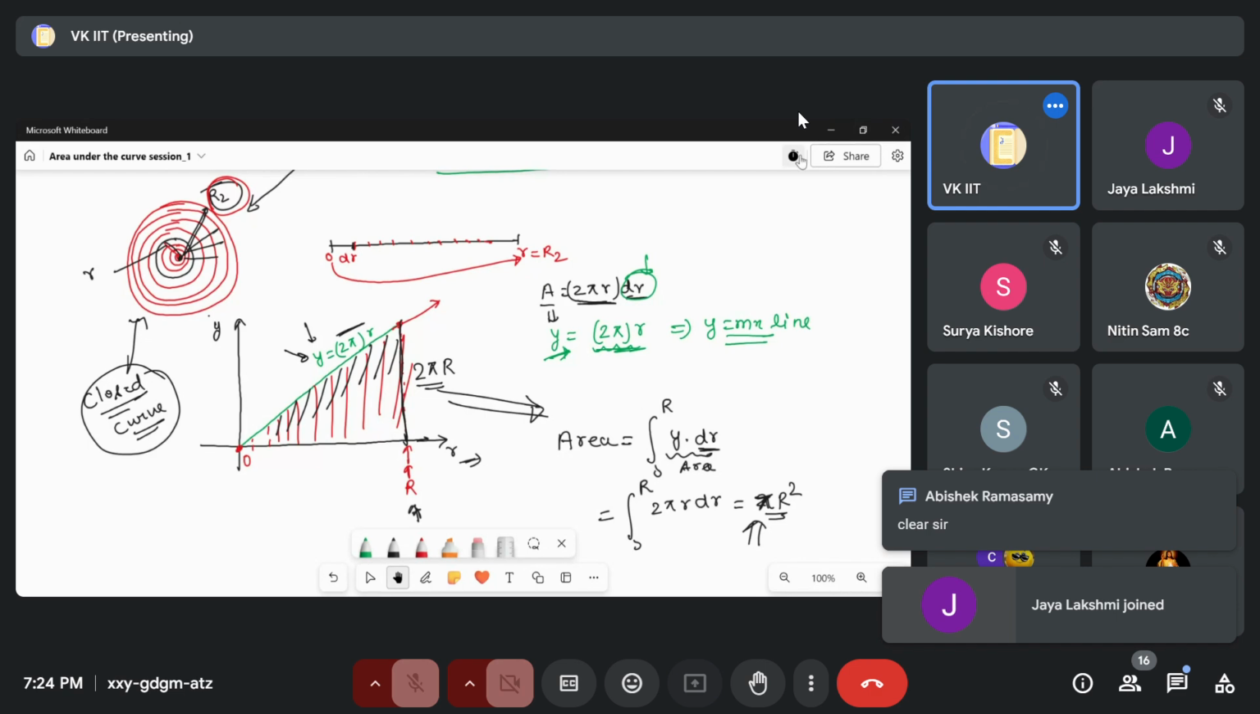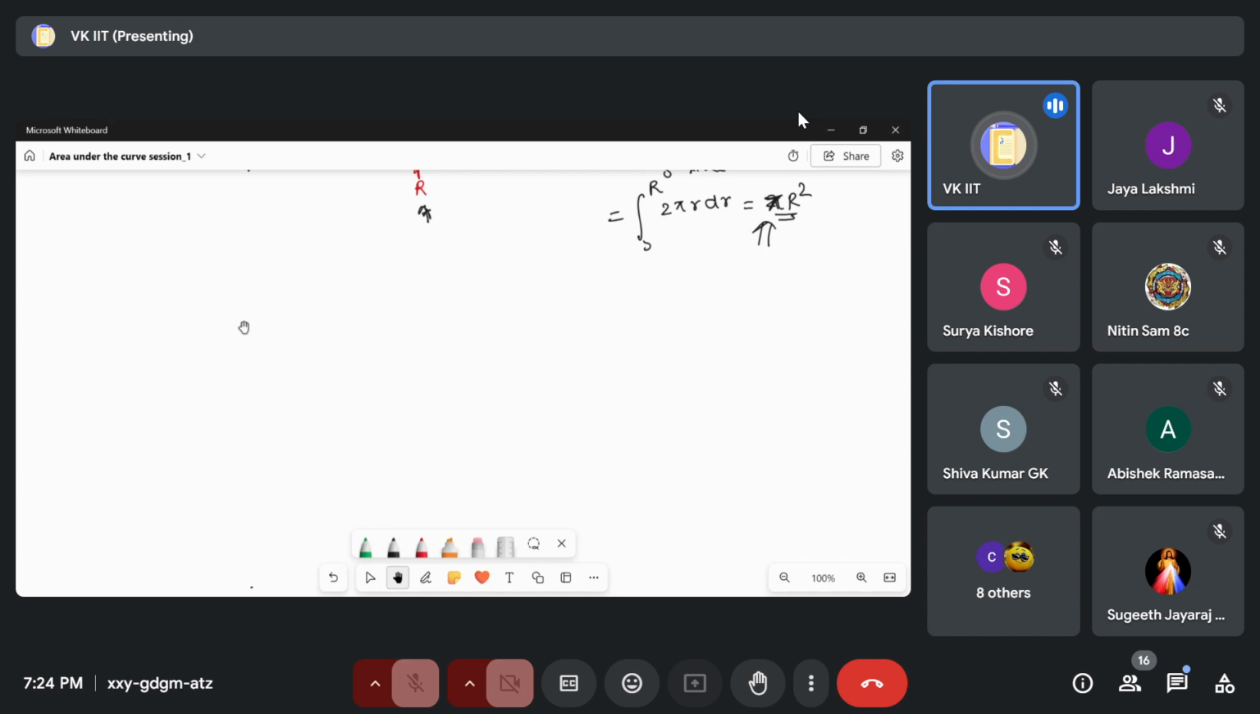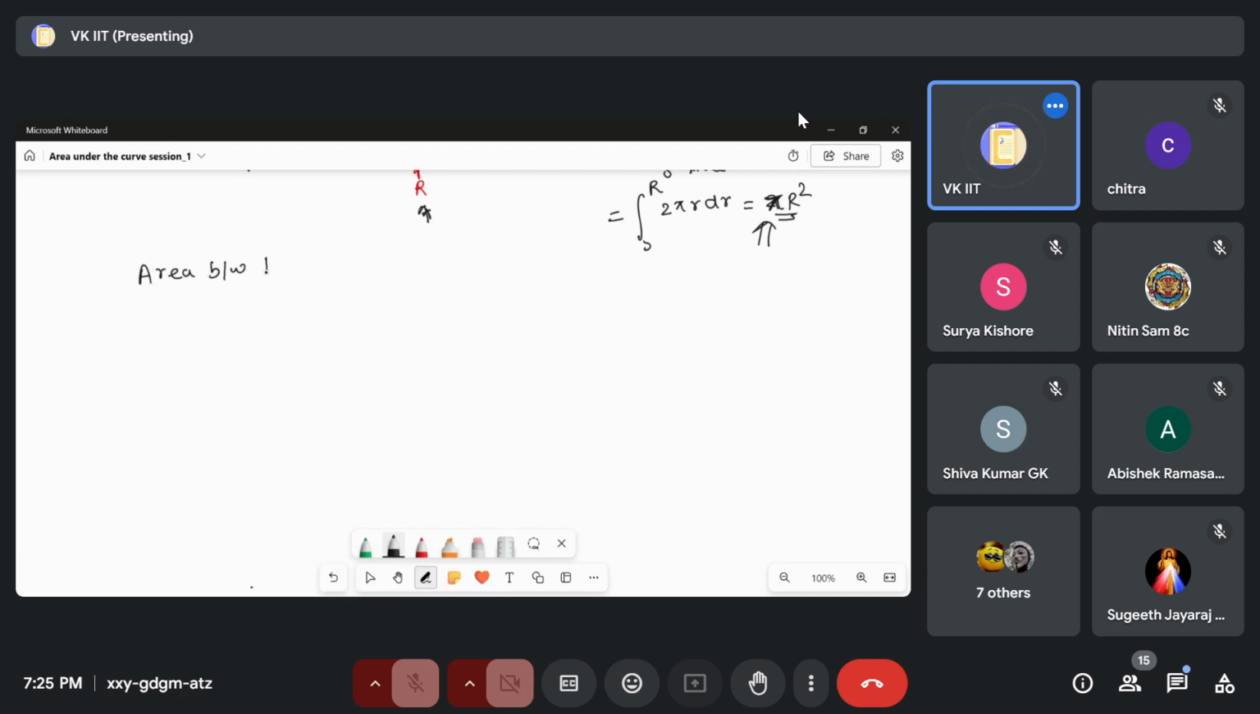Okay, good. So let's go for the next then. Next, we will understand the area between the curve and x-axis. Okay, let's write the topic: area between the curve and the x-axis.